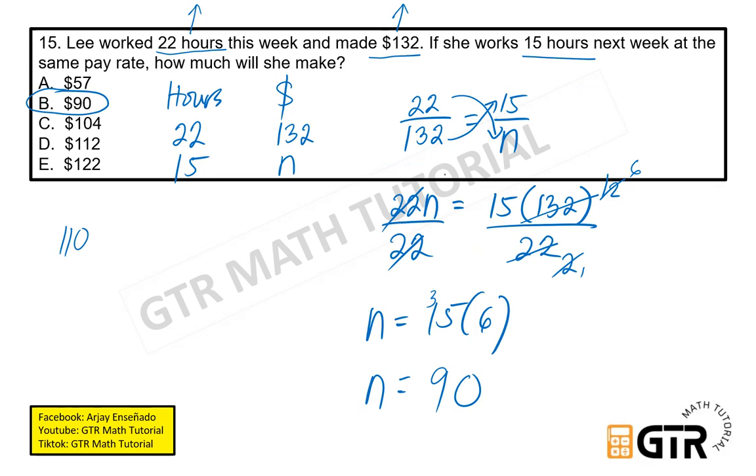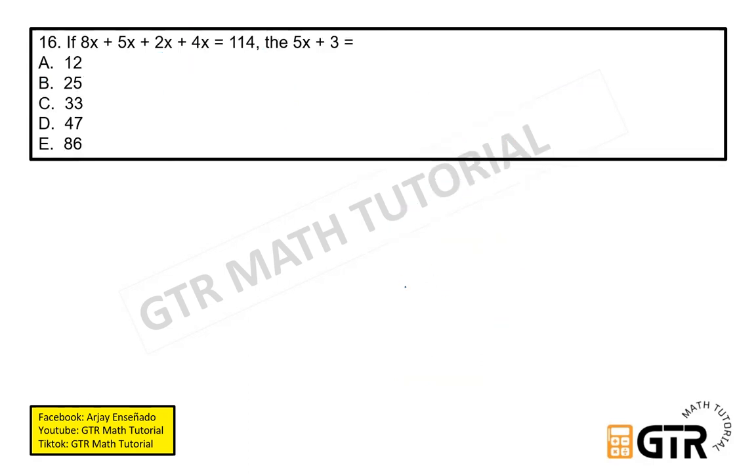Okay? So next number, number 16. If 8x plus 5x plus 2x plus 4x equals 114, then 5x plus 3 equals? So isolve lang muna natin ang x dito. So pwedeng pagsama-samahin ito dahil lahat naman ito ay x. I-add lang natin ito. 8 plus 5 plus 2 plus 4. So unahin natin itong 8 plus 2, that will be 10, and then 5 plus 4, 9. So we have 19x equals 114. So divide natin both sides by 19.